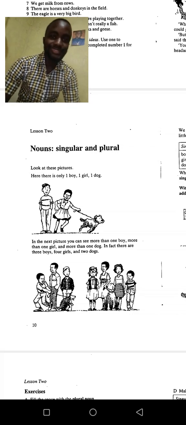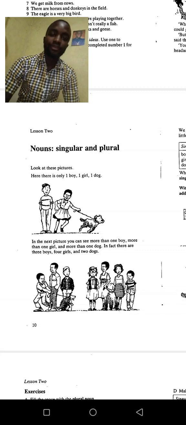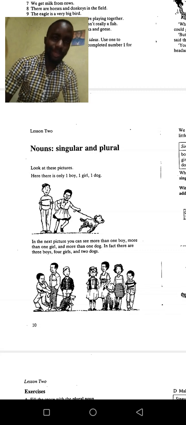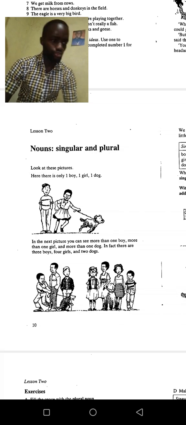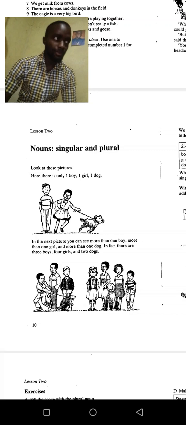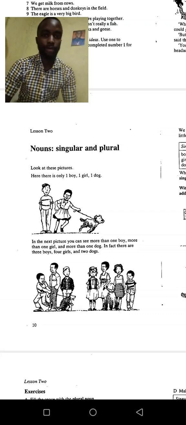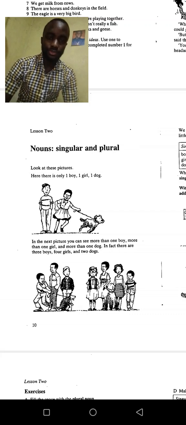So we get started. Lesson 2. If you are a beginner, this is just going to amaze you. Here we've learned about nouns, and we know that nouns must be either one, two, or three. Because if you talk about, let's say, a boy, how about if there are more than one? That is what we refer to as noun numbers. So here, nouns: singular and plural. We're learning about noun numbers today.